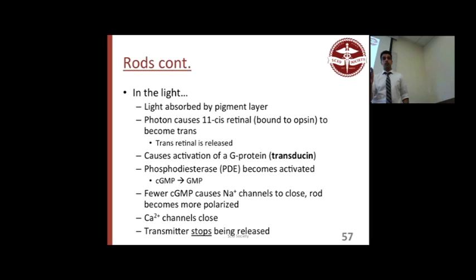It's initially in the formation of 11-cis retinal, so it looks like a triangle. When the light hits it, it becomes trans, so it becomes a straight line. It comes off the one end, then over time, it will come off the other end.